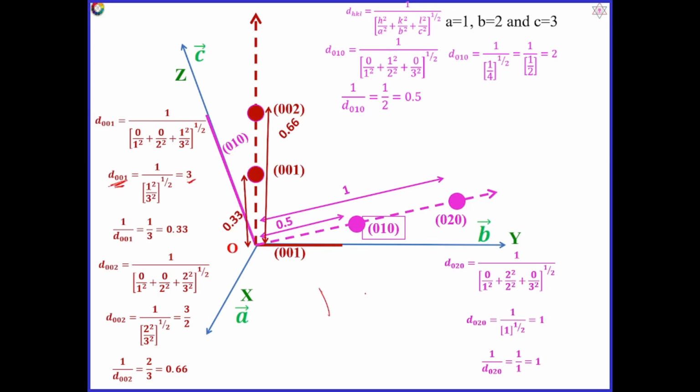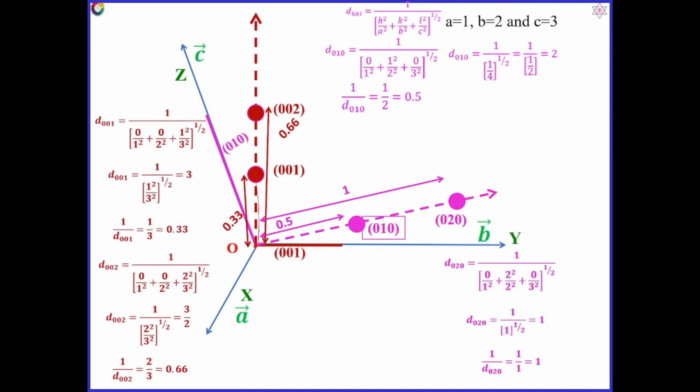Set of planes means this is the cube, and we already discussed that this is your y axis, x axis, and this is your z axis. This is the set of planes, this is 0, 0, 1 and this is 0, 0, 1. So this interplanar spacing here we found 3, and its reciprocal is 0.33.